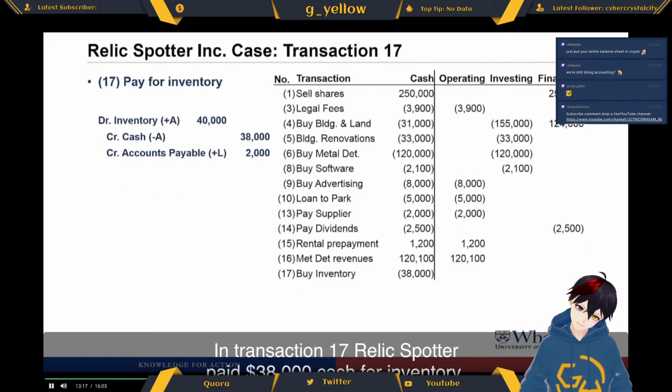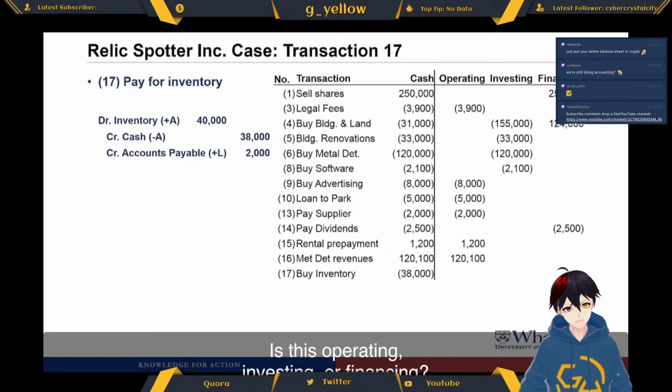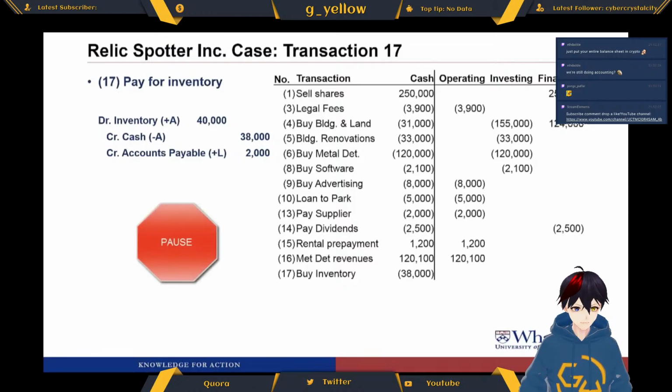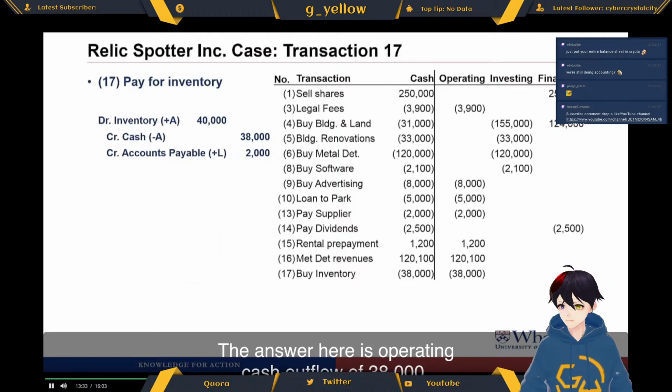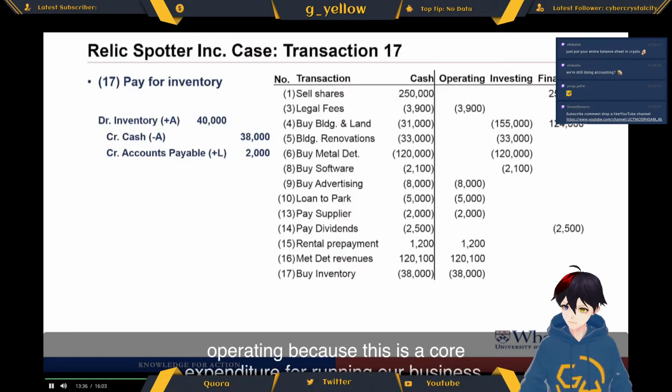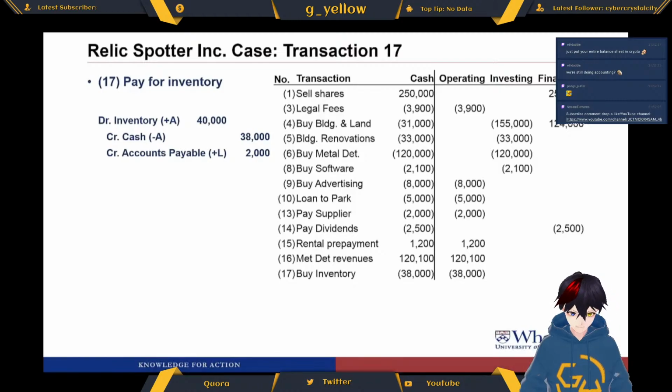In transaction 17, Relic Spotter paid $38,000 cash for inventory. Is this operating, investing, or financing? Operating. The answer here is operating cash outflow of $38,000. Operating because this is a core expenditure for running our business.